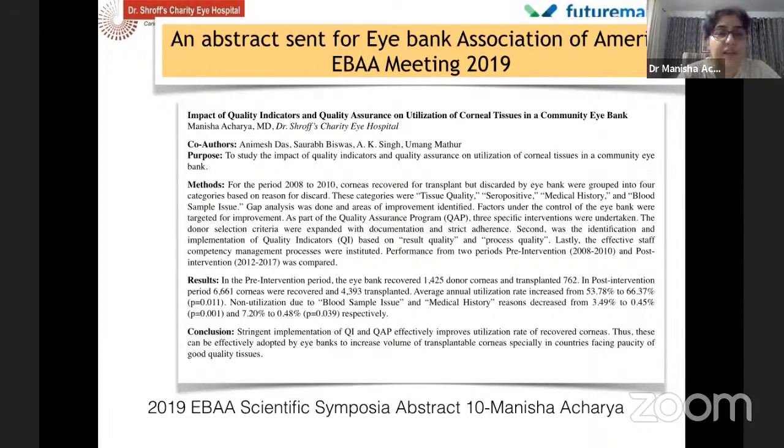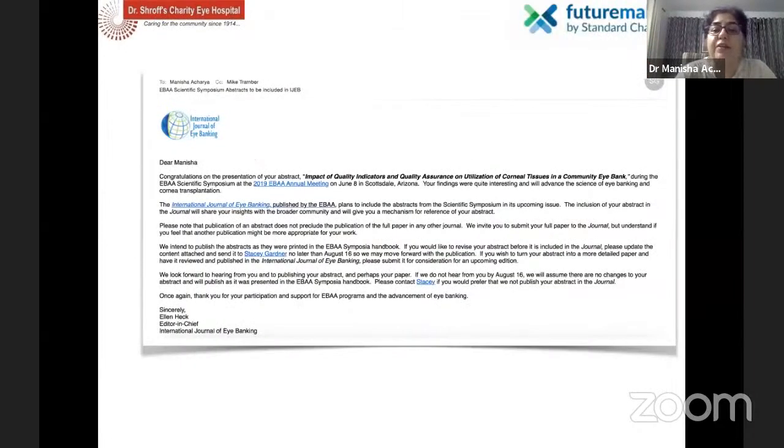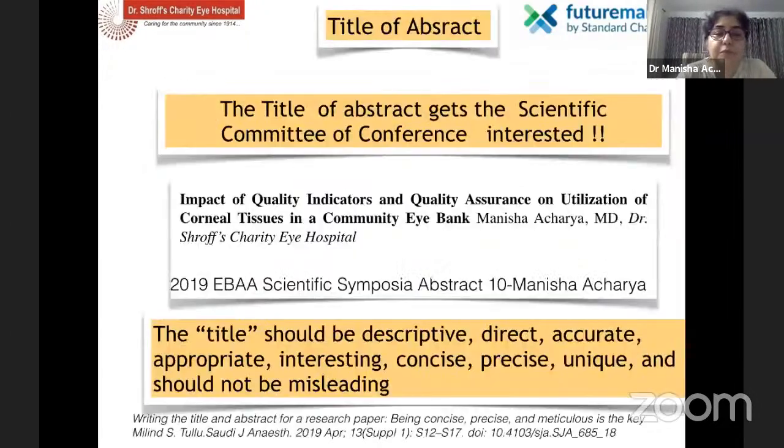This was one of the abstracts which was sent for the Eye Bank Association of America meeting in 2019, with the topic of impact of quality indicators and quality assurance on utilization of corneal tissues in a community eye bank. I'll take you through the steps that led us to this topic, to come to this level where it was accepted, and we went ahead and made the presentation at the Eye Bank Association of India, even if we could not physically be there.